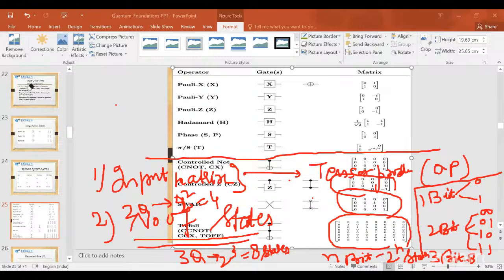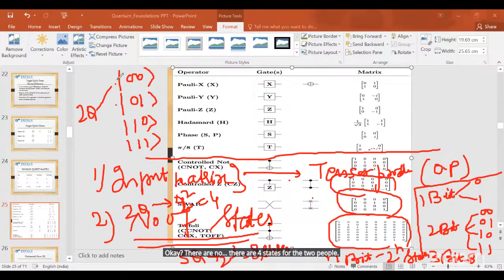When there is a multi-qubit, the number of states will be like this. Instead of ket 0, it will be ket 00, ket 01, ket 10, and ket 11. There are 4 states for the 2 qubit. So we have to take more coefficients, alpha, beta, gamma like that.